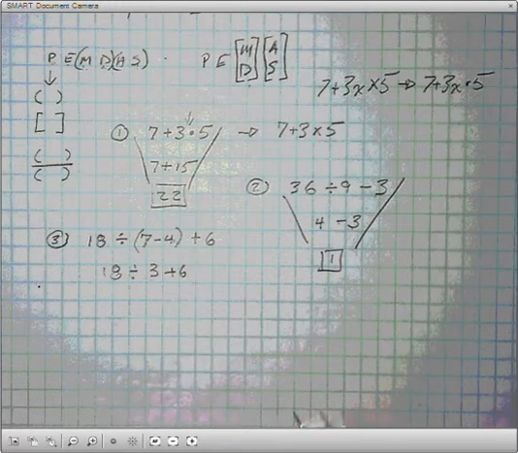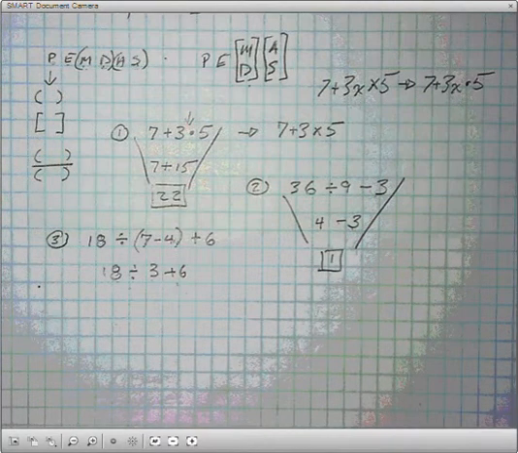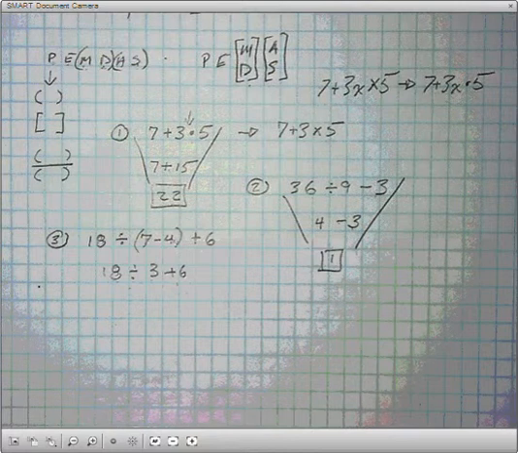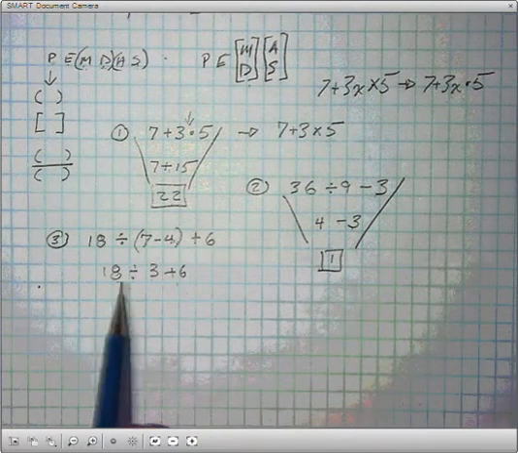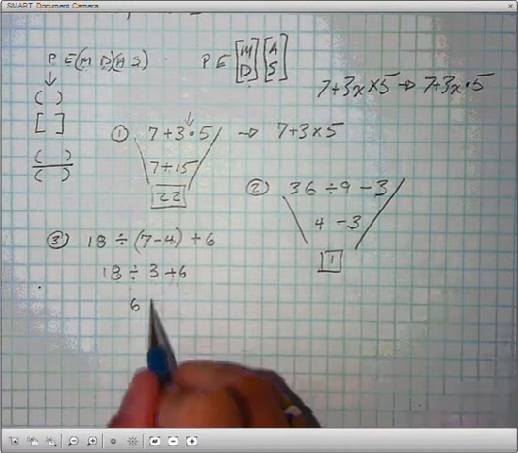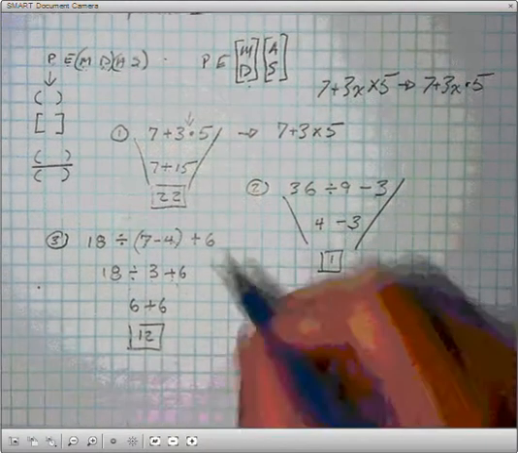Now I got to kind of restart the process. What do I do next in this problem? Anna? So I do 18 divided by 3, which gives me 6. And then I still have to do my plus 6, which I think we can all do, which gives us 12.